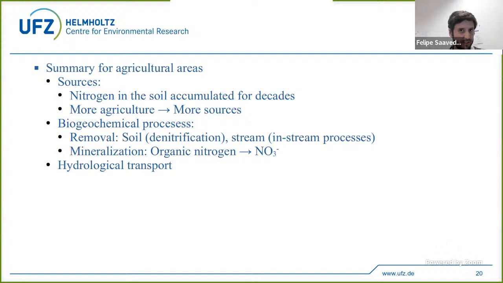So in summary, the sources we know: nitrogen in soil accumulated over decades of excessive fertilizer usage. We know that if we have more agriculture, we will have more nitrogen input. We know that there's removal in the soil, but also in the stream. Another process is mineralization: the organic nitrogen applied in fertilizer is normally an organic molecule, like urea, for instance. It has to be transformed to inorganic to be transported, and the time of this process is highly uncertain. And finally, we have the hydrological transport, all the dynamics that hydrology provides to the catchment during wet and dry periods, and how these interact with the other two processes to give our signal at the outlet. This is more or less the problem.